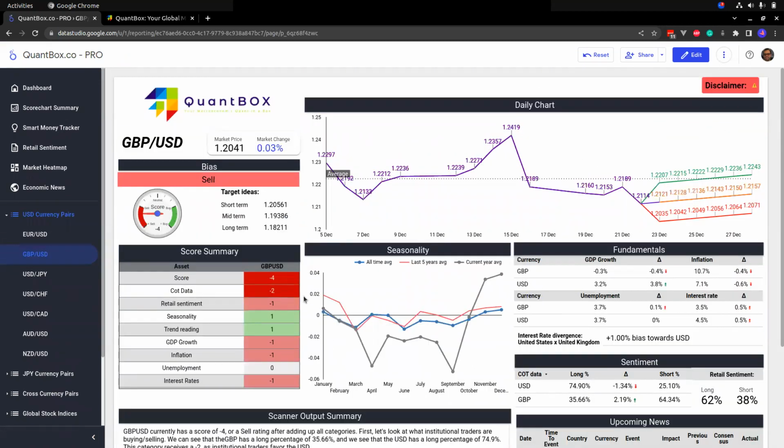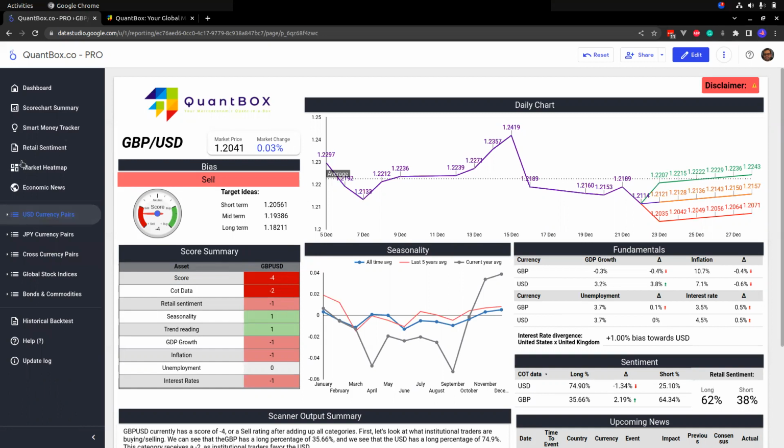So next time you find yourself in a situation where you're looking to buy something, you can look at the bias and say, oh, fundamentally we are bearish. Am I sure I want to buy? And if you do buy and it is bullish, because you can have short-term bullishness in a bearish situation, you might find yourself taking profit sooner rather than later.